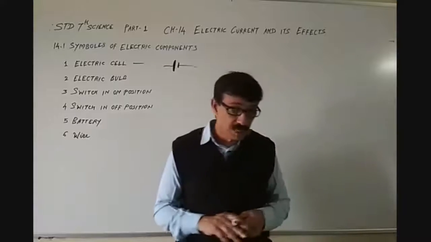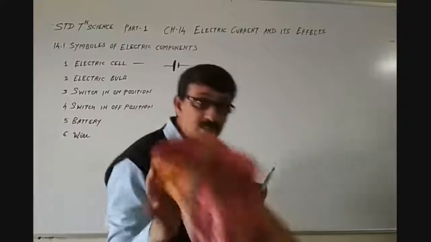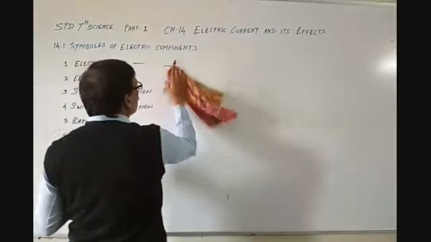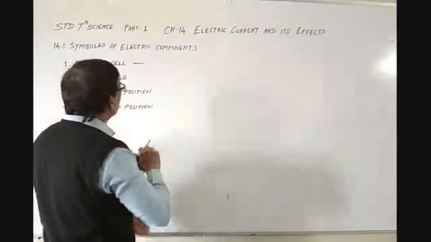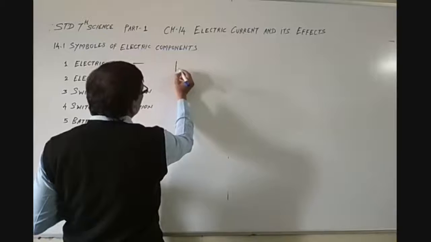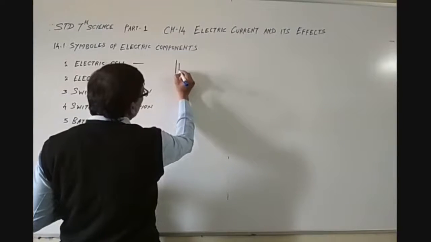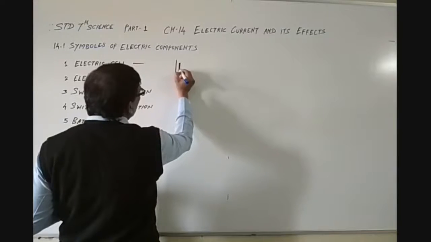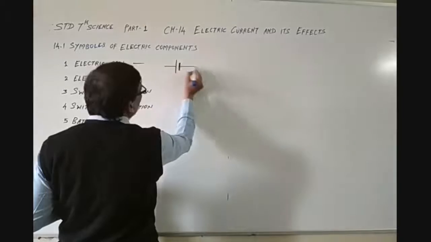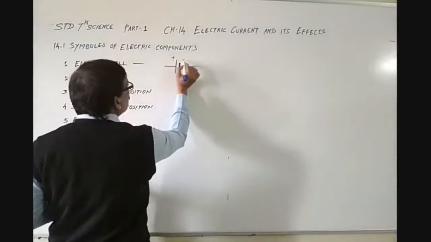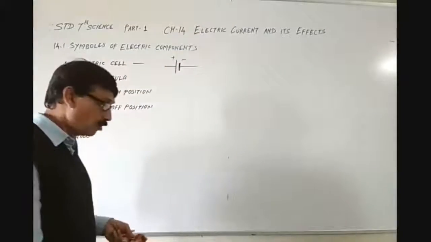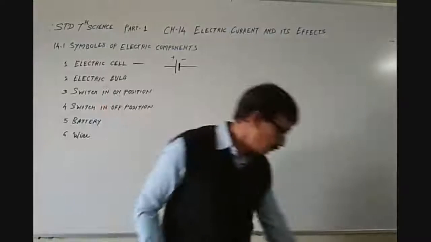In fact, let me show you this symbol more properly. That is not actual, so once again, let me draw this. This is a bigger line. This is a shorter but thicker line. This is a wire for that, and this is the positive terminal, this is the negative terminal of this cell. We can see that.